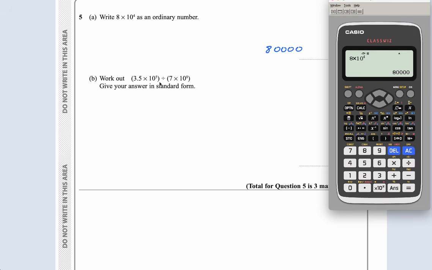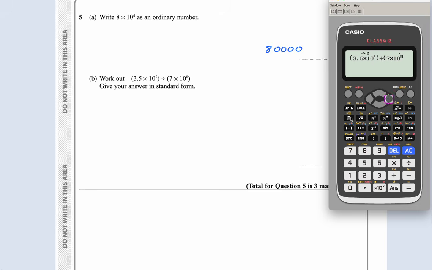Okay, then it says work out this and give your answer in standard form. So guys, I'm going to do that, and I'm just going to type in what I see, exactly how it's written. 3.5 times 10 to the power of 5 divided by 7 times 10 to the power of 8.